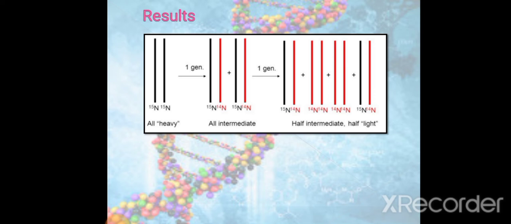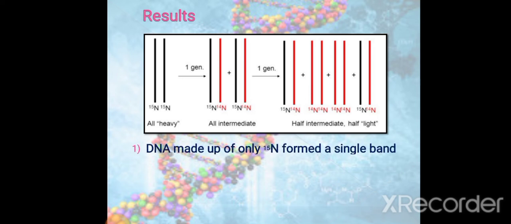Now when they transferred these E. coli cells, which were grown within the N15 containing media, to the N14, then they got this type of intermediate. Then after one generation, half of the DNA contains the intermediate, and they are getting another band, which is of the lighter DNA, which only contains the N14. Means both types of bands are obtained.